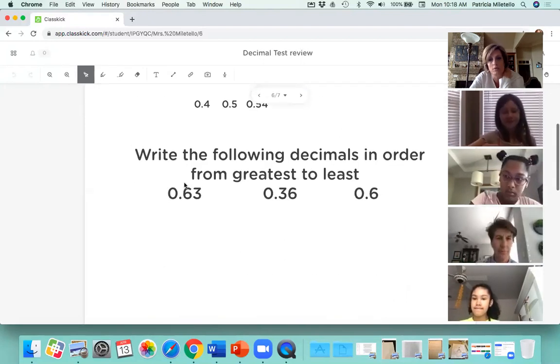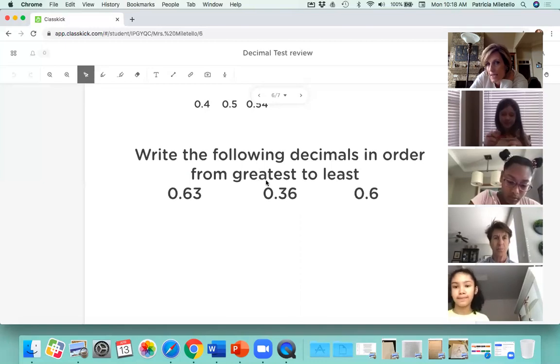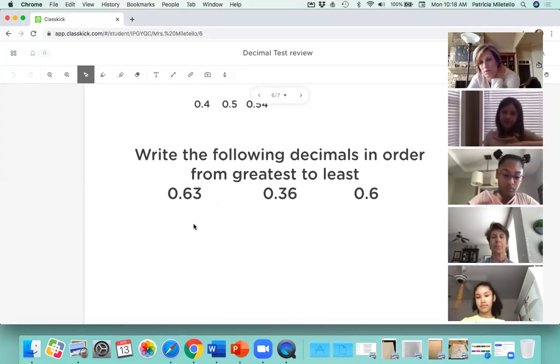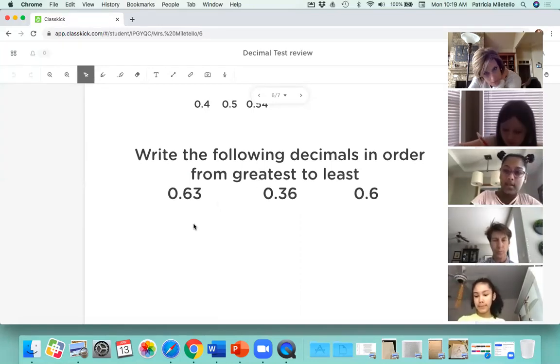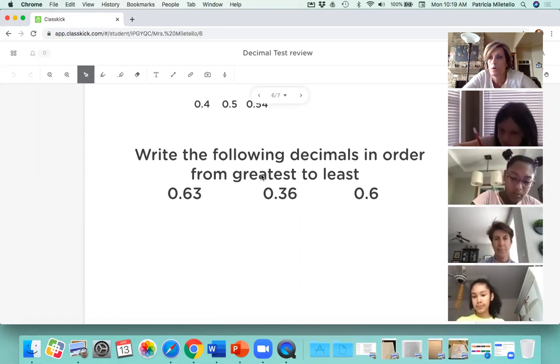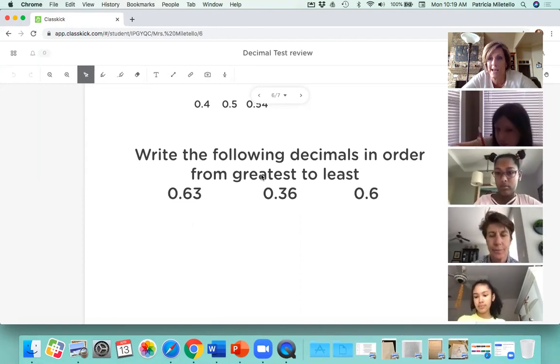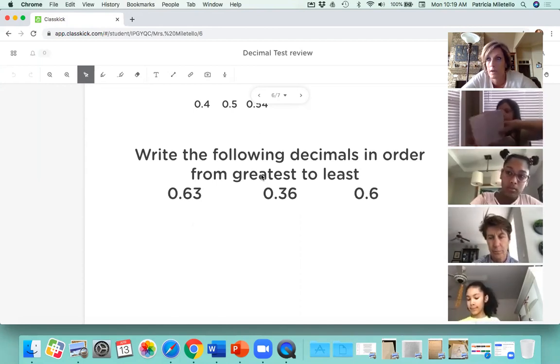So write these 3 decimals in order from the greatest, the biggest, to the smallest. This time we're going the other way. So on your test tomorrow, make sure you read that part and pay attention to it, whether it's asking you to go from greatest to least or least to greatest, because that will make your answer right or not.